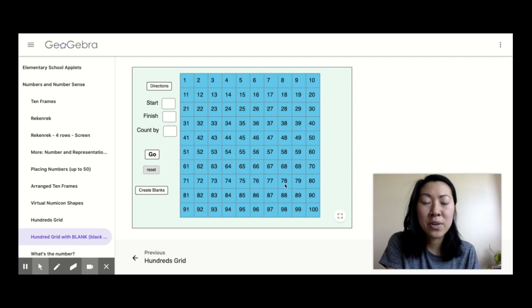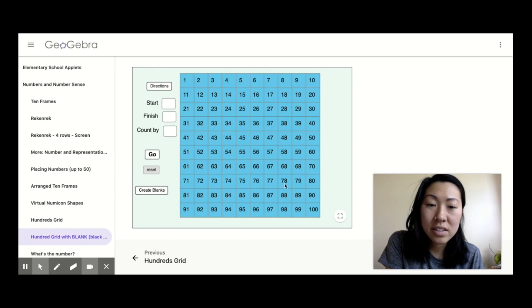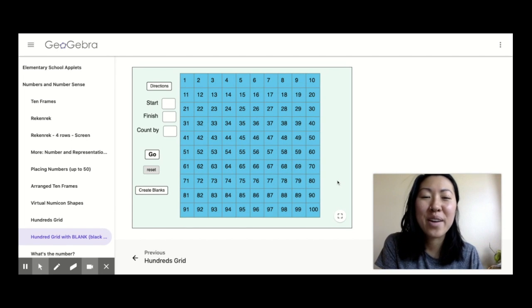All right, so after this, now you can use this strategy of looking at the patterns in the columns and the rows to find missing numbers.